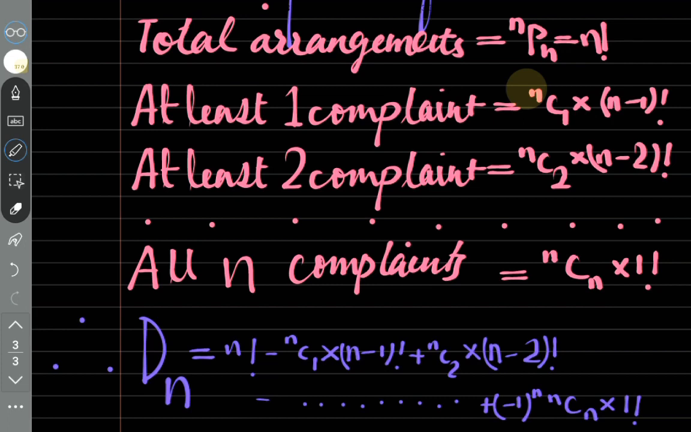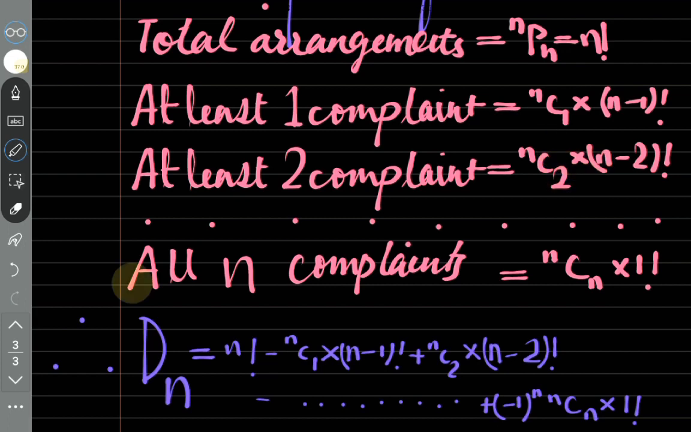So this, at least one complaint, can be done in nC1 ways. So we're choosing one boy from n boys. Then we're arranging the rest of them in (n-1) factorial ways, as we know. And then these two are dependent events, so we are multiplying them. Now let's come to case 2. At least 2 of them have lodged a complaint against you. And this is going to be done in nC2 ways, and then again we arrange the rest of them, n-2 boys, in (n-2) factorial ways, and then we multiply them because it's a dependent event.